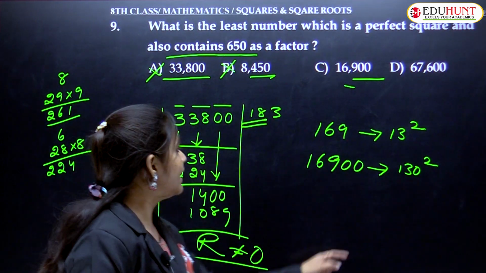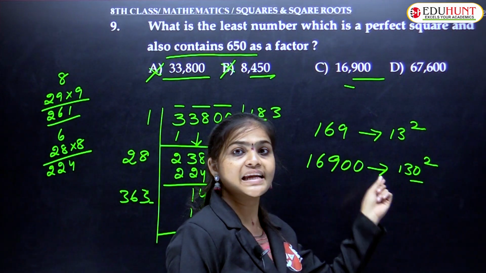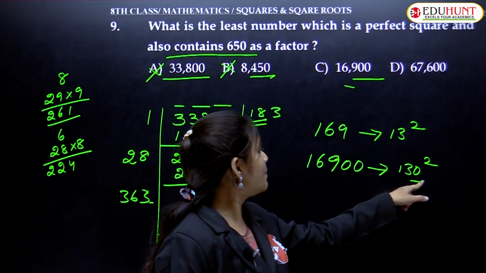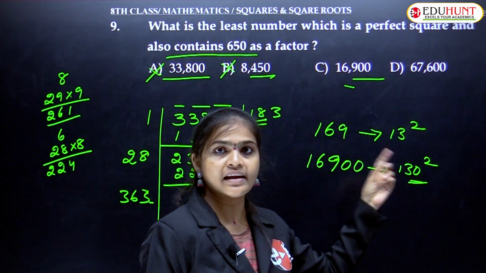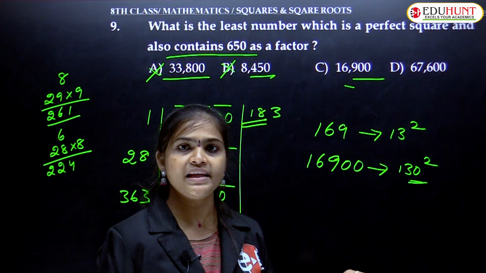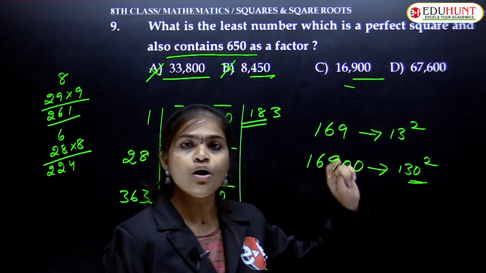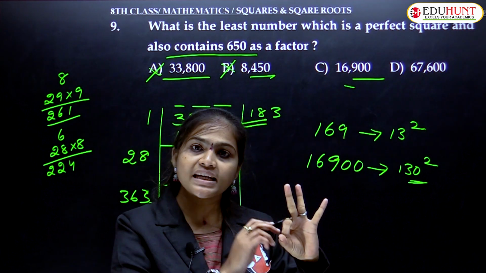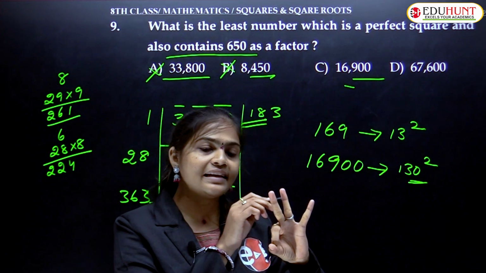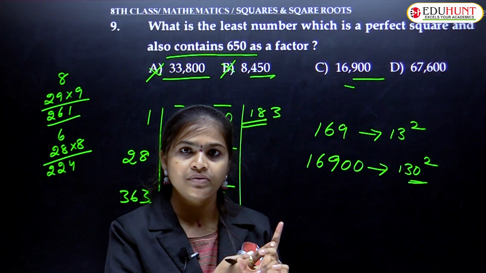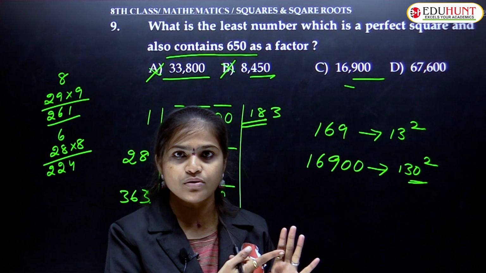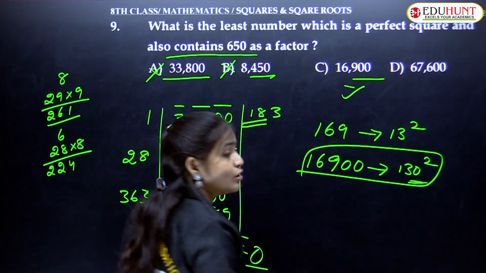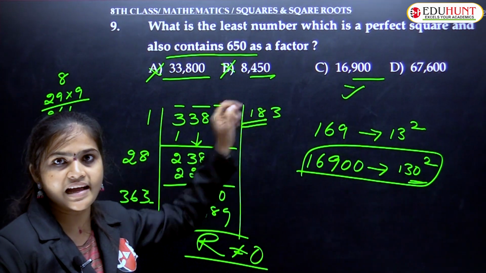If the square root has 1 zero, how many zeros will be there in the perfect square? 2 zeros will be there. For example, if the square root has 2 zeros, in its perfect square how many zeros will be there? 4 zeros. Or if the square root has 3 zeros, then in its perfect square 6 zeros will be there. Just double the number of zeros. In this way we can easily say that this is a perfect square, so there is a possibility that it is the answer.